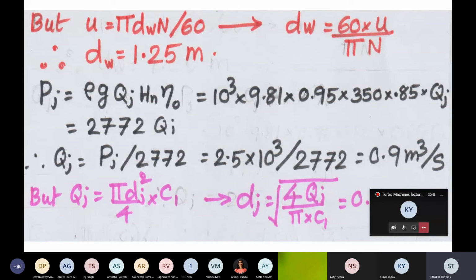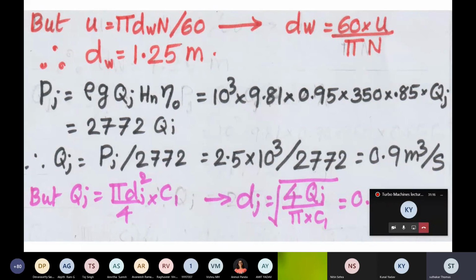So that is the diameter. Now, next thing is to find out the diameter of the jet. You have the equation for the power for a single jet, so we can calculate. The power is rho g Q jet into net head into overall efficiency.